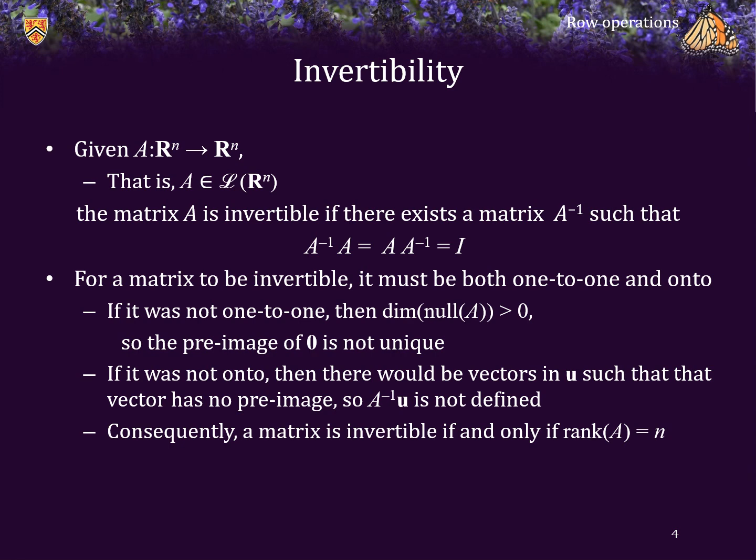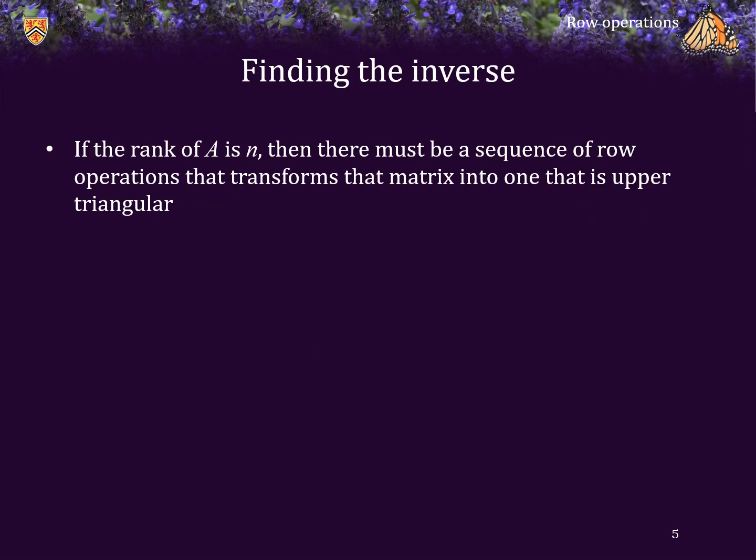Consequently, a matrix is invertible if and only if the rank of the matrix is equal to n. For if the rank of the matrix is n, then it is both one-to-one and onto, and thus it is invertible. If the rank of the matrix A is n, then there must be a sequence of row operations that transforms that matrix into one that is upper triangular, and that upper triangular matrix must also have rank n.